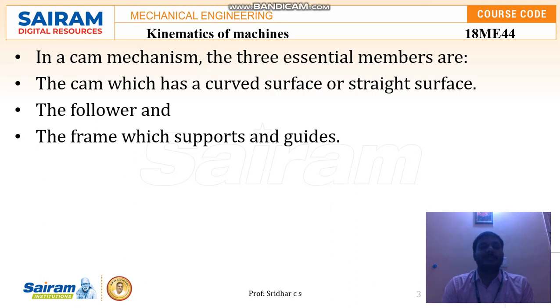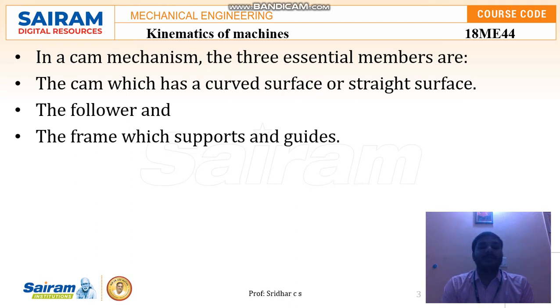It only transmits the motion which is generated. That is the only function of the follower. The follower cannot generate any motion or mechanism. Its only function is to transmit the motion which is provided from the cam, so it follows the path of the cam.